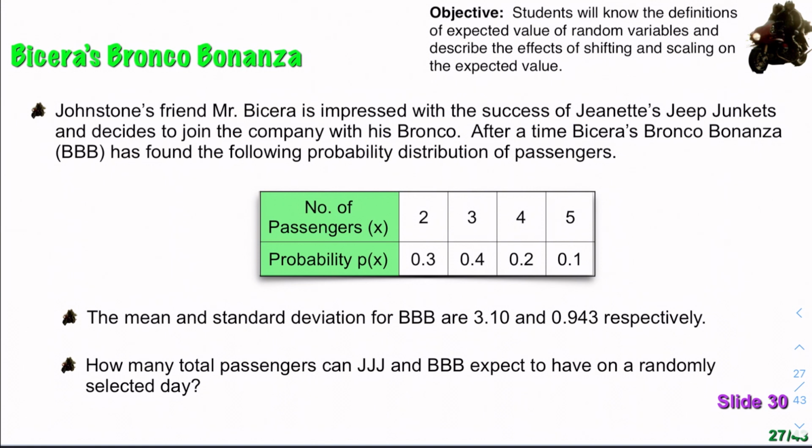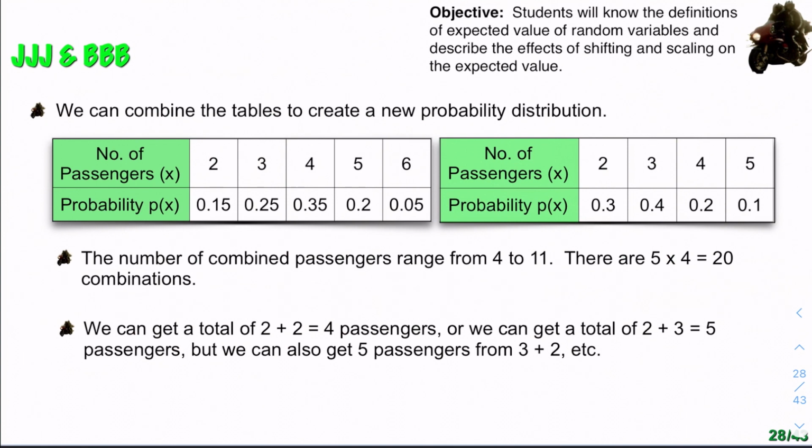So they have a little bit less. We could do the exact same amount of work and find the expected value is 3.10 and the standard deviation is 0.943 passengers respectively. So the question then becomes, how many total passengers can Johnston's Jeep Junkets and Becerra's Bronco Bonanza expect to have on a randomly selected day if they combine their businesses?